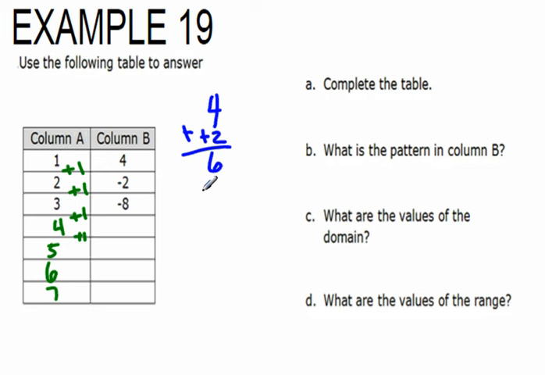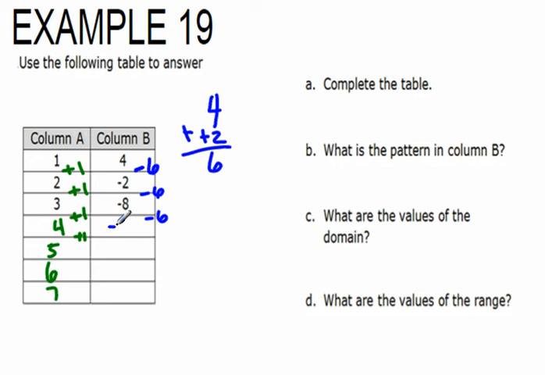Now, am I increasing by 6 or am I decreasing by 6? If I go from 4 to -2, I'm going from positives to negatives, which means I'm getting smaller. So I'm subtracting the 6. And then that happens again from -2 to -8. So we just want to continue with that pattern.